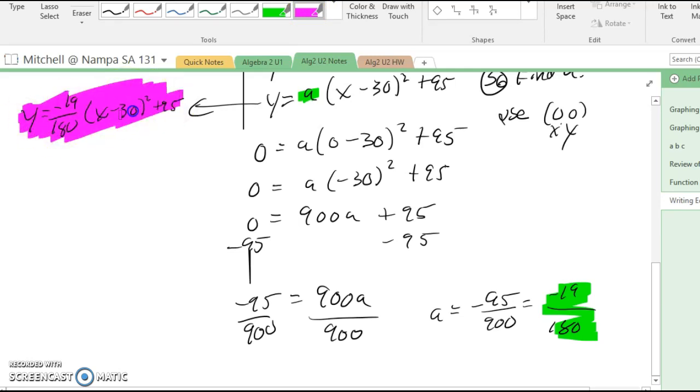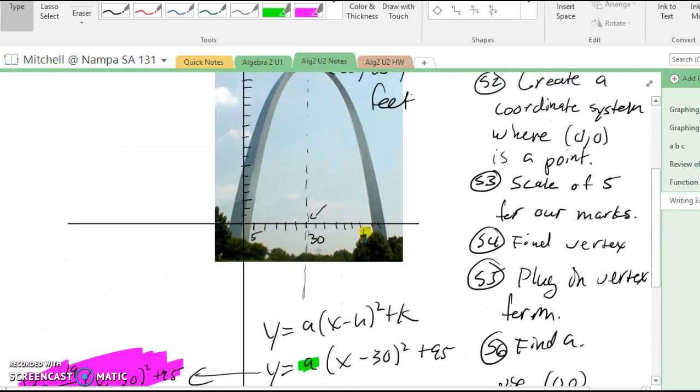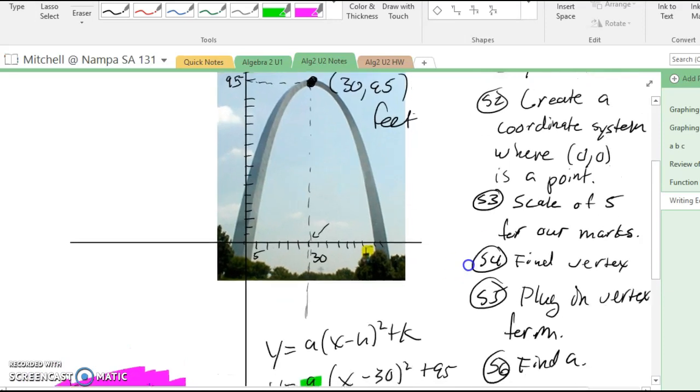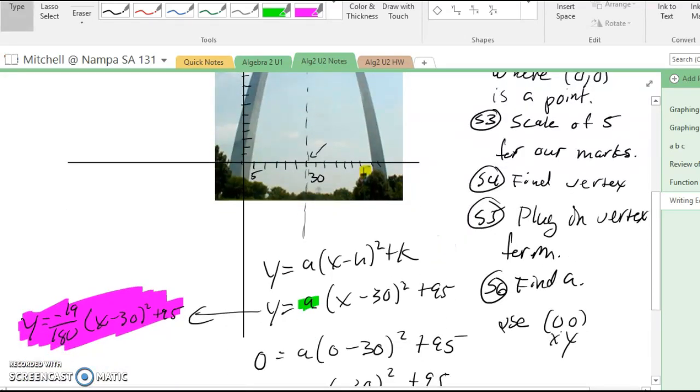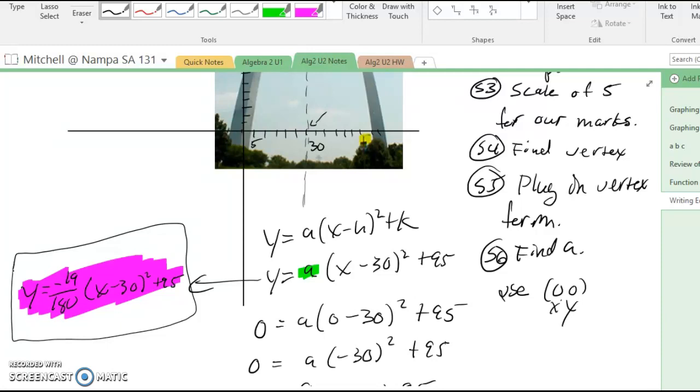So this is the mathematical equation for this wonderful large arch that is 30 feet to the right, 95 feet up for the arch shape. And that's it. That's what we're doing. So in real life, you could find any shape. In real life, you'd get a ruler out if you needed to and measure it out. And then you could use this formula to make sure that you have it done right.